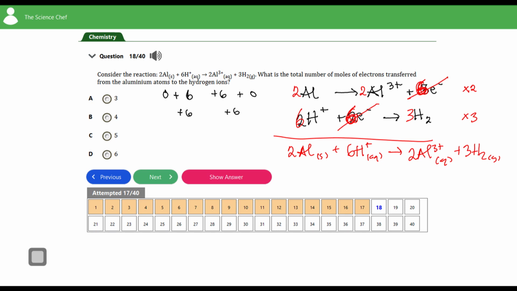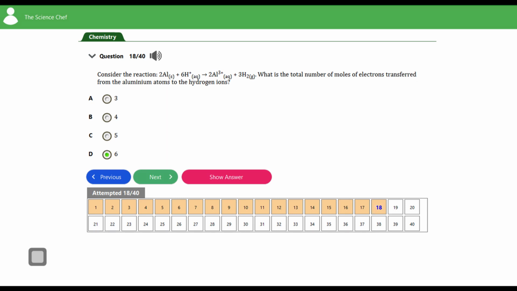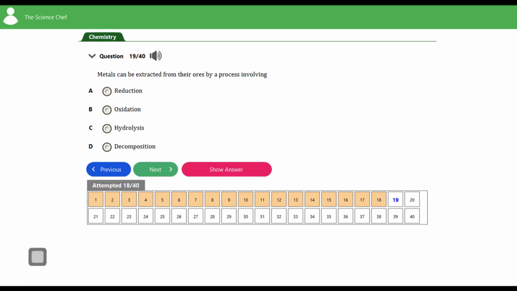So the answer here is D, 6, right? Okay. Question 19. Metals can be extracted from their ores by a process involving A, reduction, B, oxidation, C, hydrolysis, and D, decomposition. Actually, the extraction of metals involves reduction. So because we are separating a metal from its compound. Let's say sodium. Now we want to extract sodium from sodium chloride.